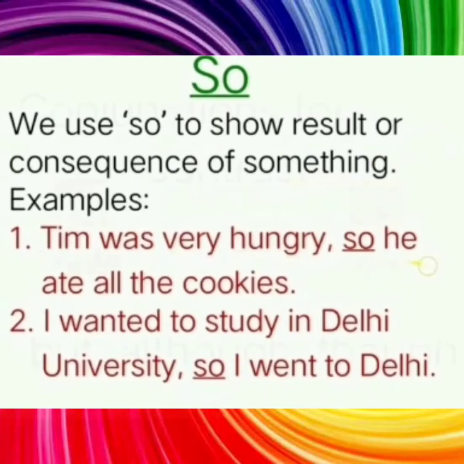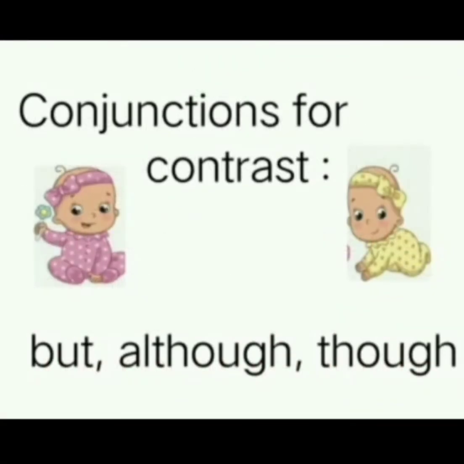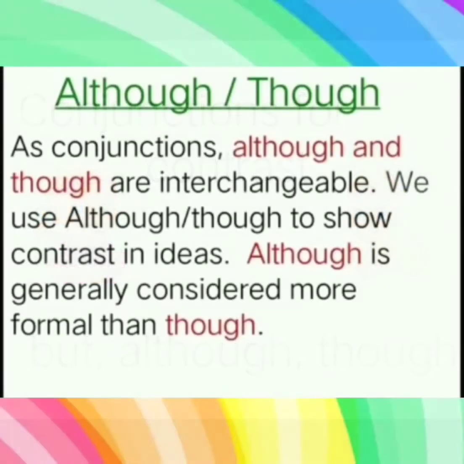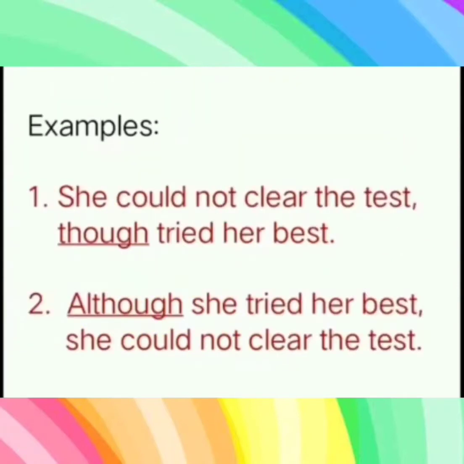Next is conjunctions for contrast, that is but, although, though. The conjunctions although and though are interchangeable, which means you can use either of them. We use although or though to show contrast in ideas. Although is generally considered more formal than though. Examples: She could not clear the test though she tried her best. Second, although she tried her best, she could not clear the test.